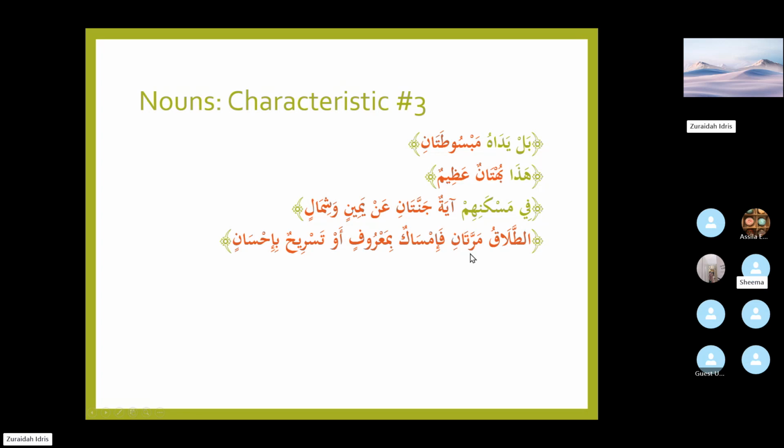It's marra. Is it marratun? The original was maratun, yes. But now it becomes dual. It becomes maratan. Okay. For imsakun, imsakun is singular and masculine. Good. Bimarufin, again singular, masculine. Yes. And aw is harf. Yes, it's harf. And tasrihun.